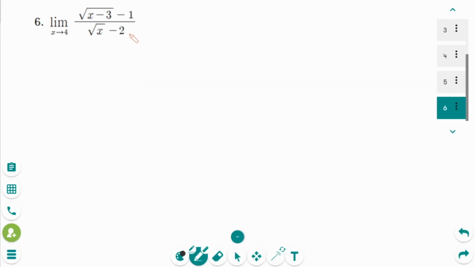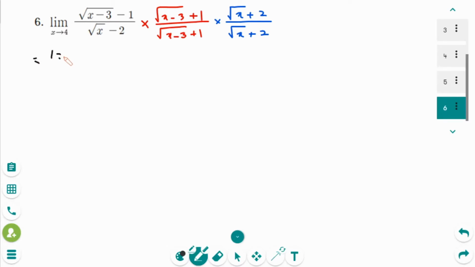Here is question 6. Once again, we need a conjugate for the numerator and the denominator. The conjugate for the numerator is square root of x minus 3 plus 1 over square root of x minus 3 plus 1. Then the conjugate for the denominator is square root of x plus 2 over square root of x plus 2. So, limit as x approaches 4.